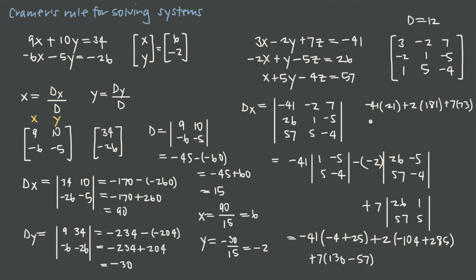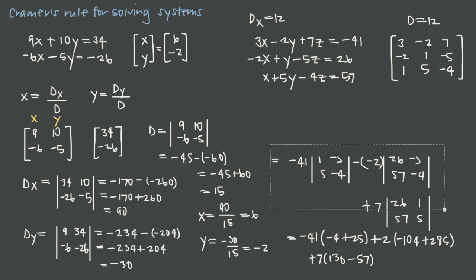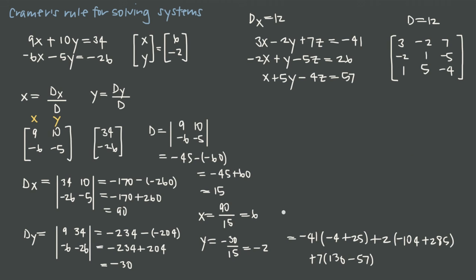-41 times 21 is a -861. 2 times 181 is 362. And then 7 times 73 is 511. 362 plus 511 minus 861 is just +12. So for the determinant with respect to x, we get Dx equals 12. And then we can go ahead again and get rid of this, so we can do y and z. So we'll take away all of this.